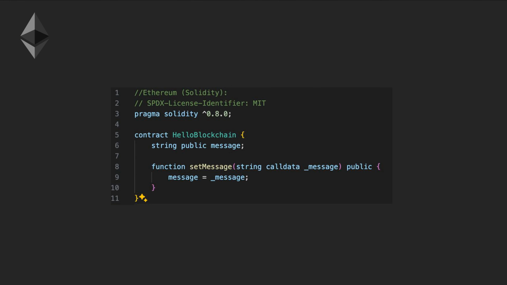First, there's Ethereum. It introduced the concept of smart contracts to the world and remains the most popular platform. It uses Solidity as its primary programming language, with Vyper as an alternative. Developers often use frameworks like Hardhat or Truffle to make building and testing smart contracts easier.